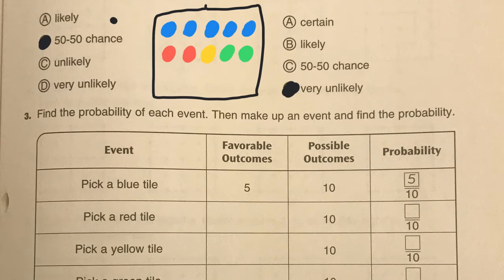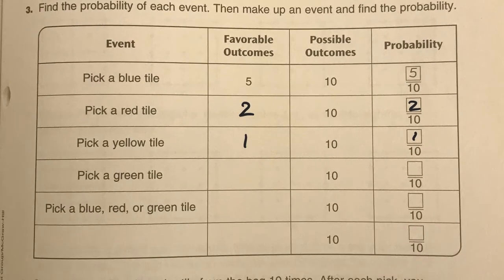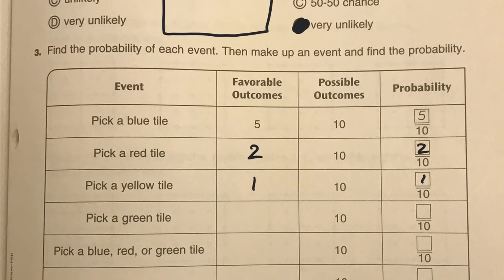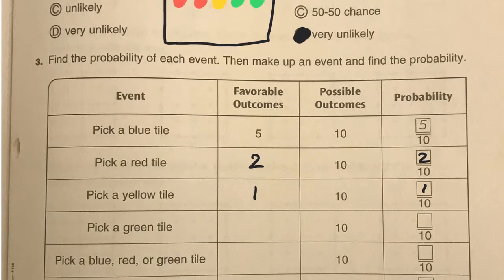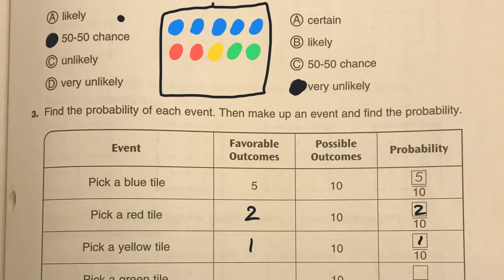What are the chances we pick a red tile? Well, I see 2 red tiles there out of 10. So the chances are 2 out of 10, and our fraction or probability is 2/10. What about yellow tiles? 1 out of 10 is yellow, so the chances are 1/10. And for this one, blue, red, or green, you would need to add up the blue, red, and green.